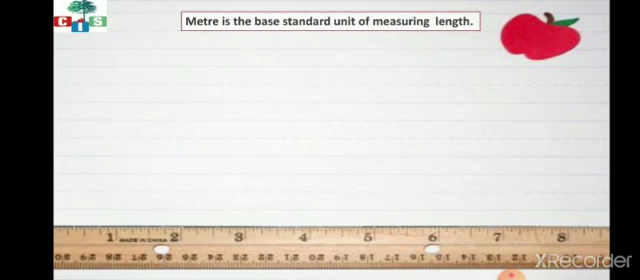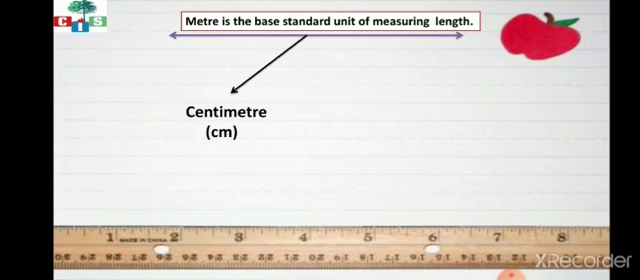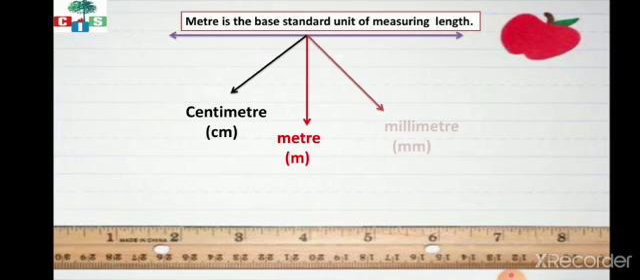Meter is the base standard unit of measuring length. Now, there are centimeter, cm. Cm stands for centimeter. Meter, in short form we write m. And millimeter, mm. Okay, so centimeter is written as cm, meter is written as m, and millimeter is written as mm, right? Now let's move to the next slide.